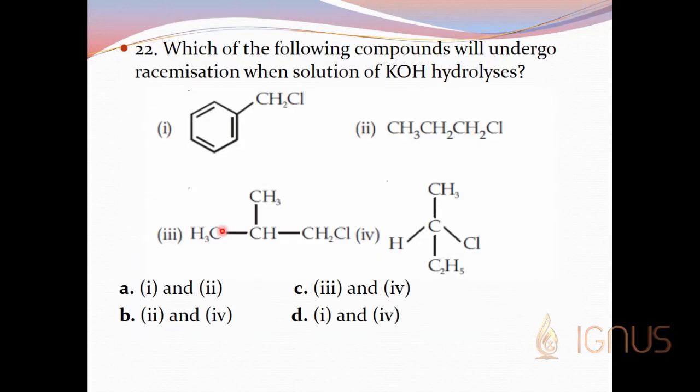Question number 22. Which of the following compounds will undergo racemization when a solution of KOH hydrolyzes? Here they give the options. Try to find the best possible answer. Option A 1 and 2. Option B 2 and 4. Option C 3 and 4 and option D 1 and 4.